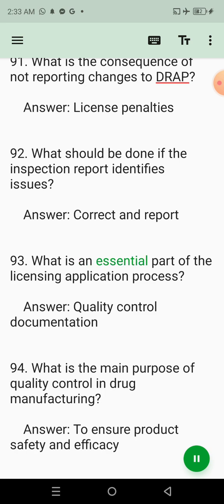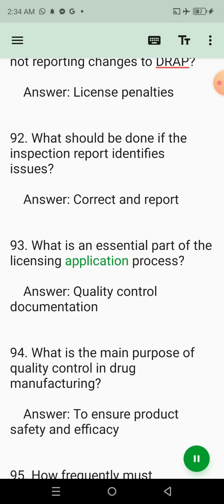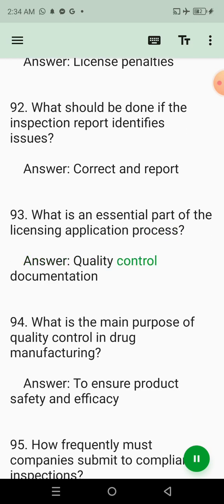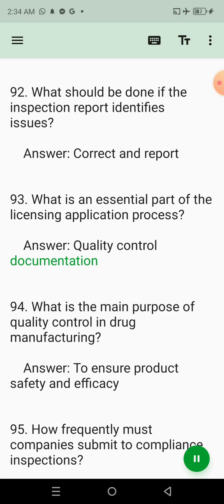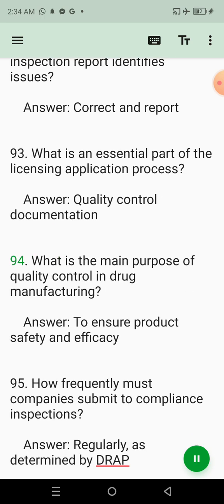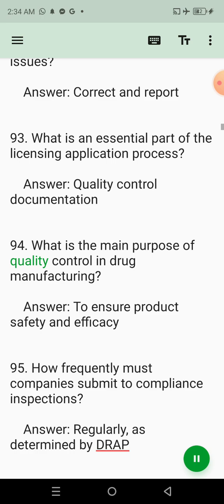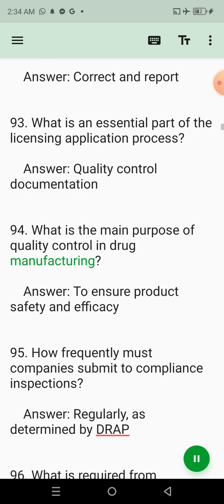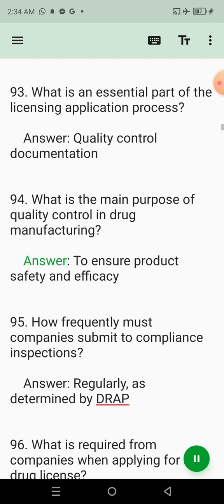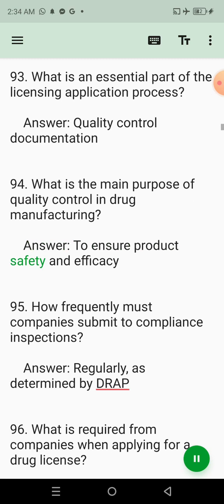93. What is an essential part of the licensing application process? Answer: quality control documentation. 94. What is the main purpose of quality control in drug manufacturing? Answer: to ensure product safety and efficacy.